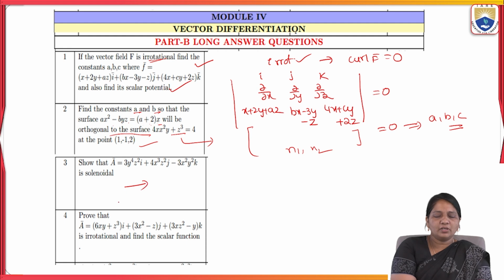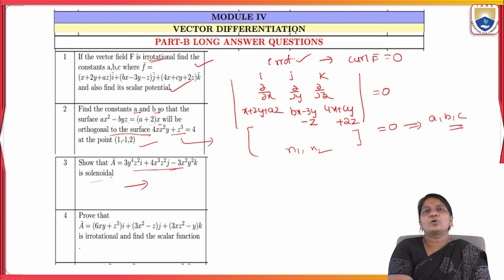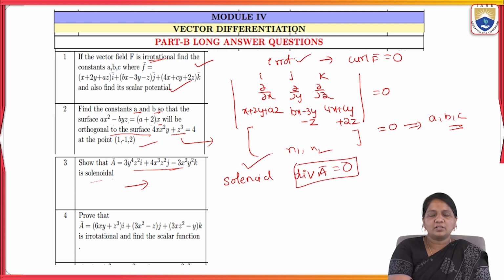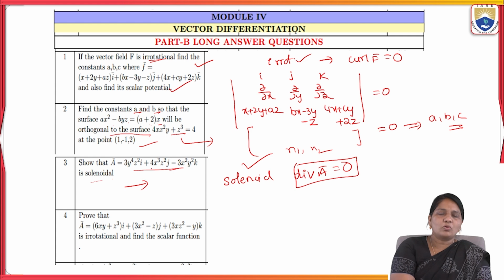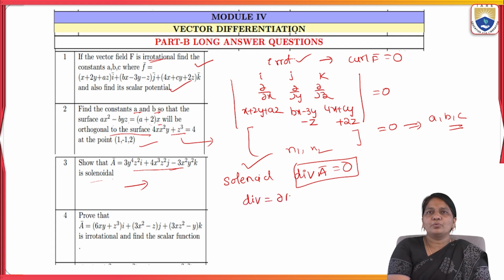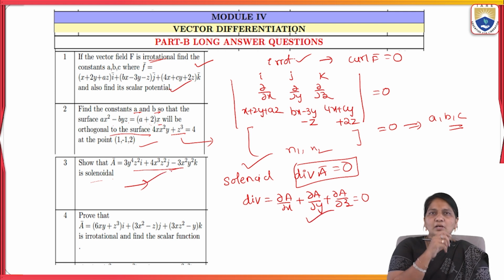So see the third one, show that this function is solenoidal. Solenoidal means, what is the definition you should know. Solenoidal definition is divergence of that function. So divergence of A should be 0. Then we can say that it is solenoidal. So here already A is there. So divergence formula we have to use. That is dou A by dou x plus dou A by dou y plus dou A by dou z should be 0. Then we can say that this is solenoidal.